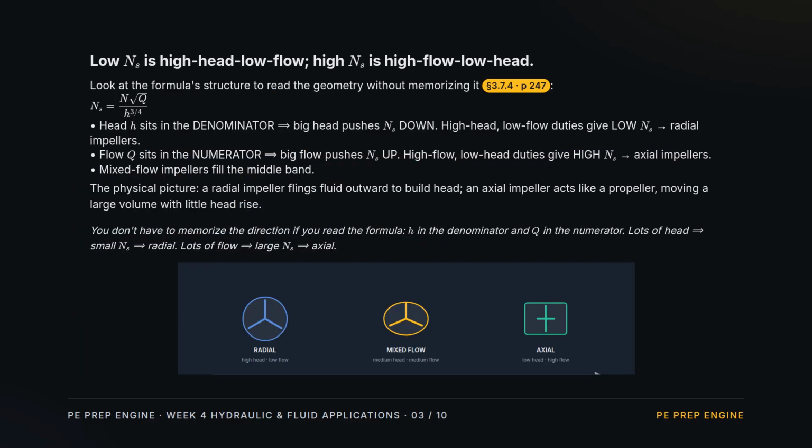Read the geometry straight off the formula. Head sits in the denominator, so big head pushes specific speed down. High head, low flow duties give low specific speed, calling for radial impellers. Flow sits in the numerator, so big flow pushes it up. High flow, low head duties give high specific speed, calling for axial impellers. Mixed flow fills the middle. Physically, a radial impeller flings fluid outward to build head, while an axial impeller acts like a propeller, moving a large volume with little head rise.